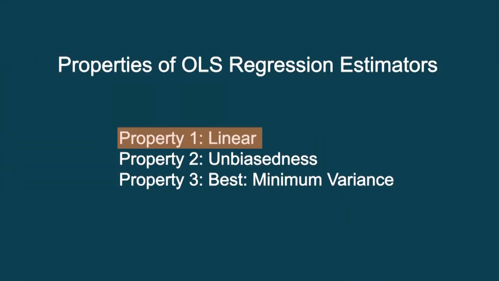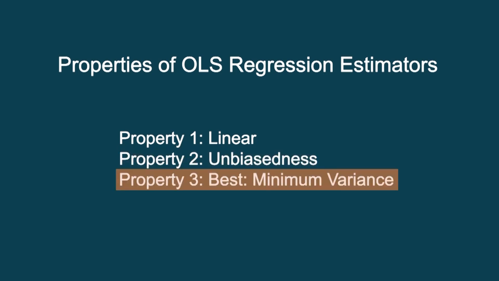Now we go for the properties of OLS regression estimates. By property 1, we mean linear. By property 2, we mean unbiasedness. And property 3 means best, minimum variance. When we talk about the properties, we have to categorize them into small sample and large sample properties. By the small sample properties, we mean, first, property 1 of linearity. When we talk about linearity, it means that the model must be linear in the parameters, as has already been stated in the OLS assumptions.